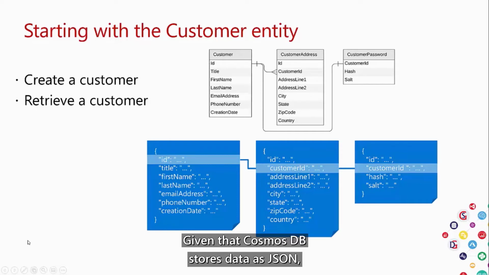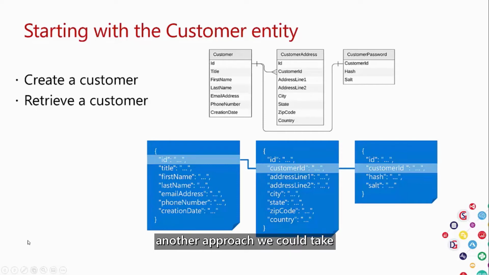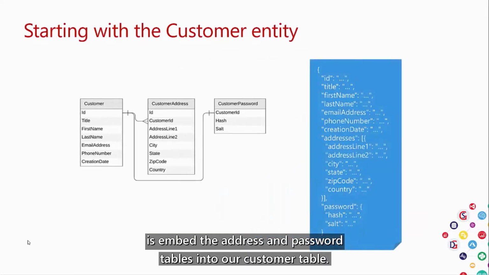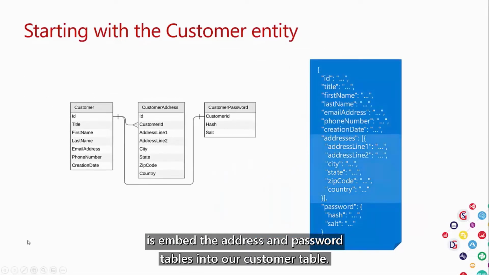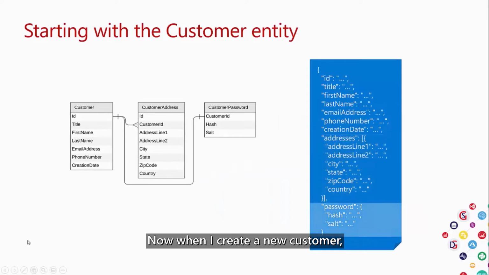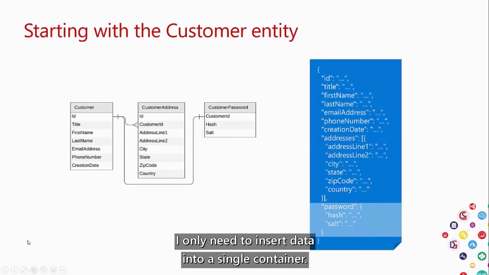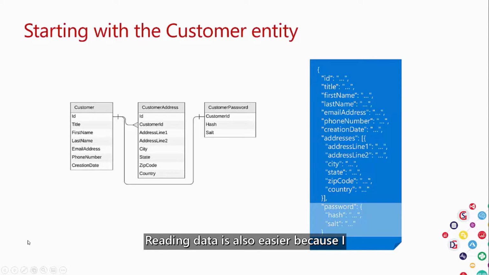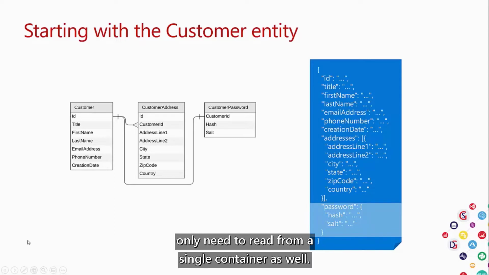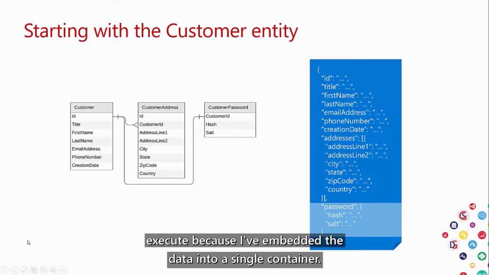Given that Cosmos DB stores data as JSON, another approach we could take is embed the address and password tables into our customer table. Now, when I create a new customer, I only need to insert data into a single container. Reading data is also easier because I only need to read from a single container as well. So both operations are now both faster and less expensive to execute because I've embedded the data into a single container.